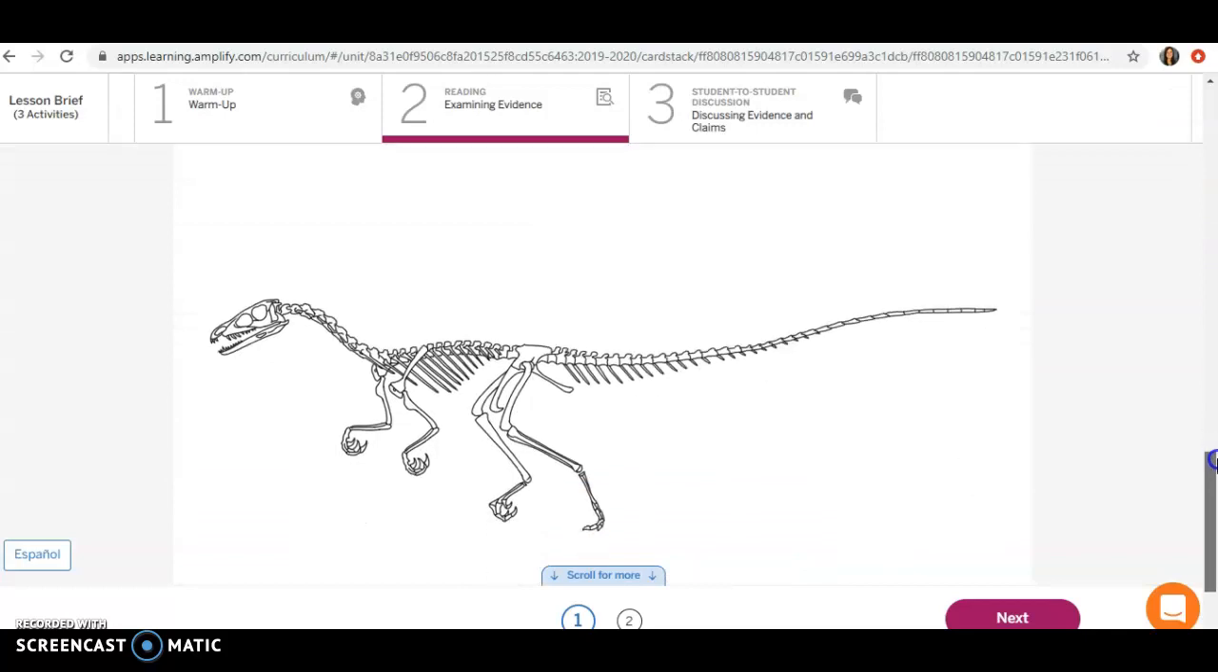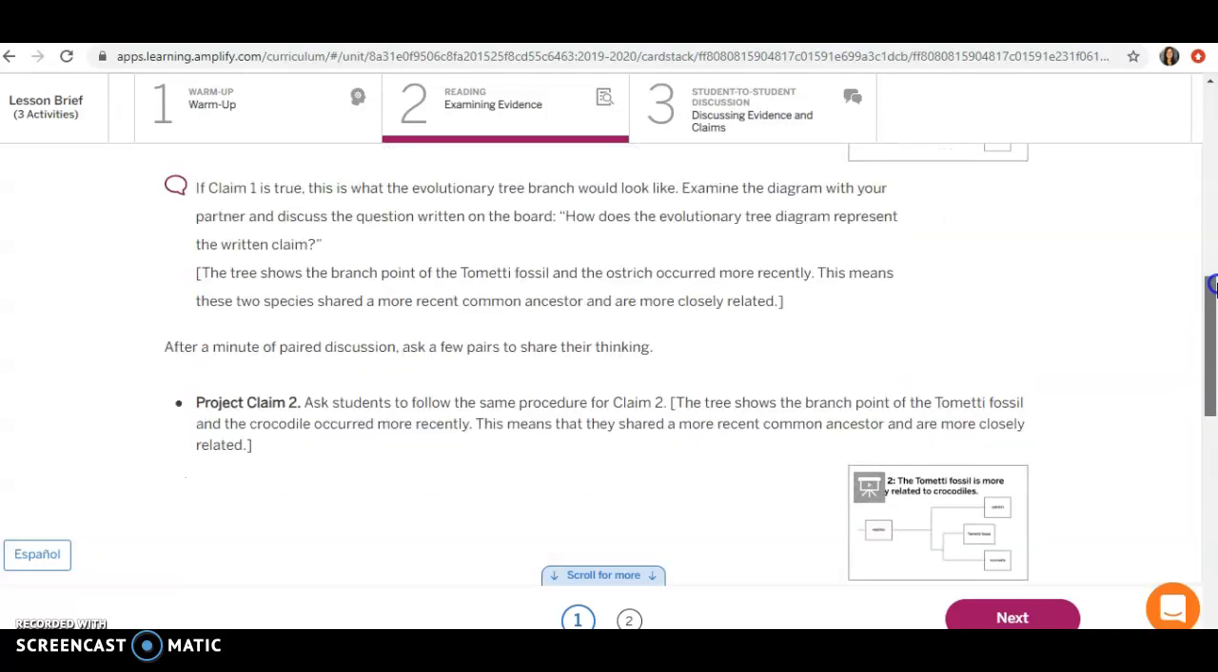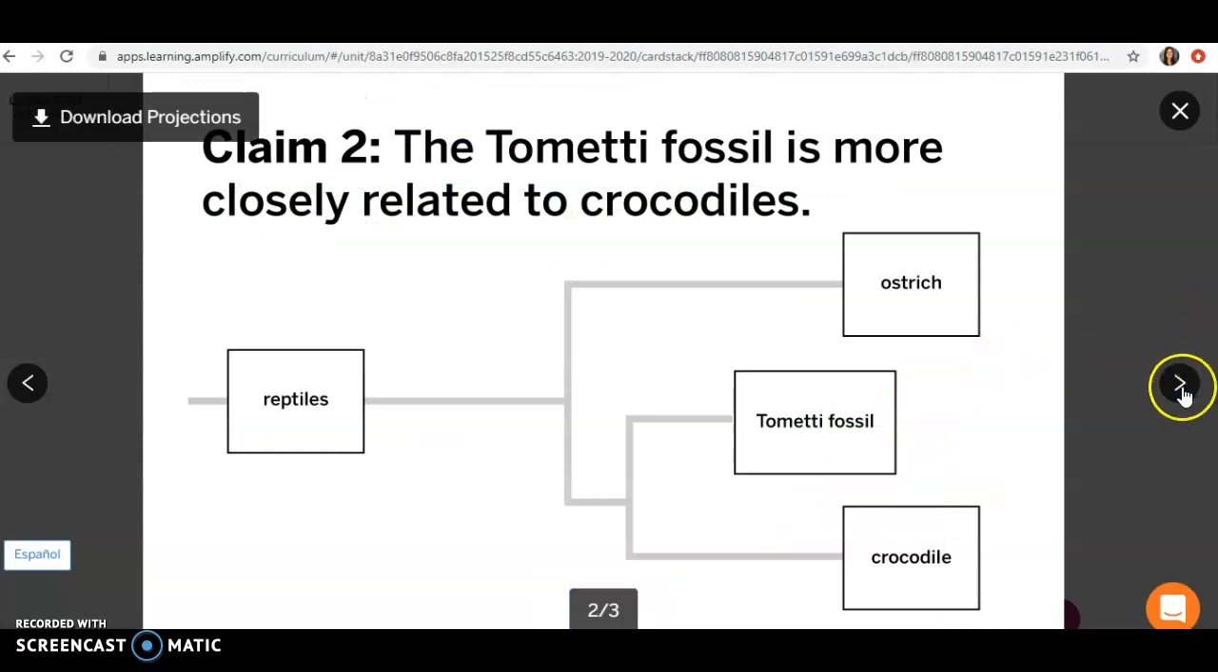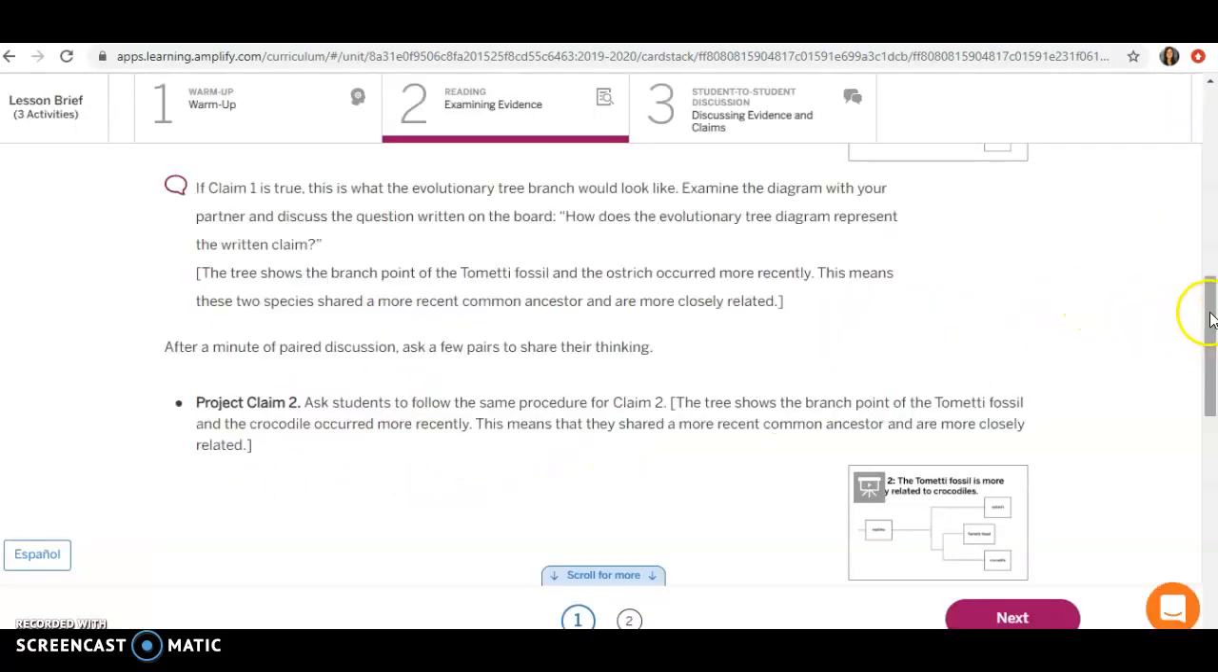So here's our mystery fossil again, and you have this picture in your Amplify. Looking at this, you're going to look at your different cards, and I will show you an example of one right here. So this one, the crocodile tail. It says here, crocodiles have long tails made of 30 to 40 bones. The bones are connected together. I'm going to look at this, and I'm going to look at my picture down here.